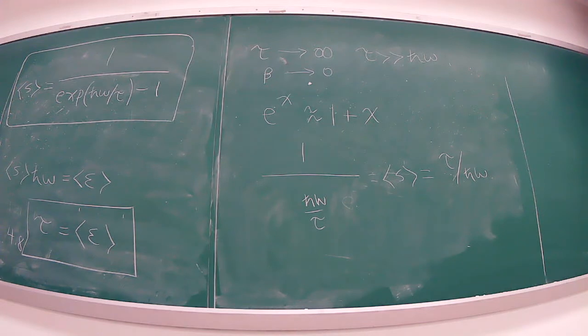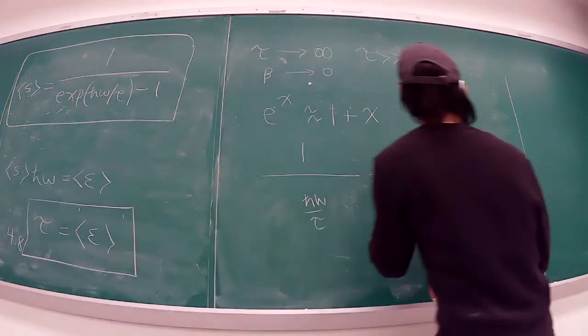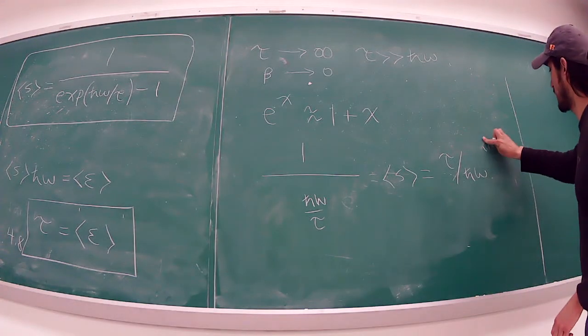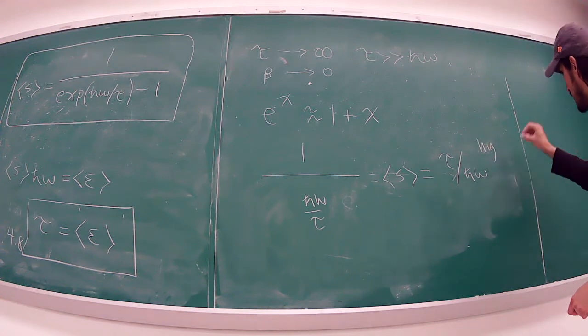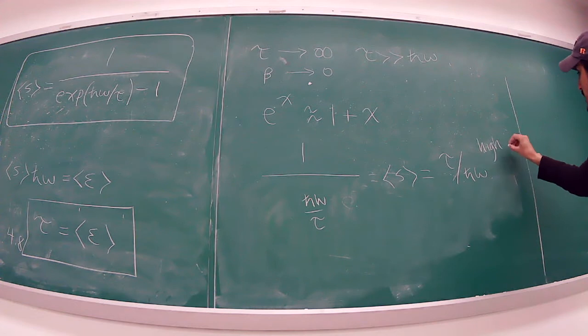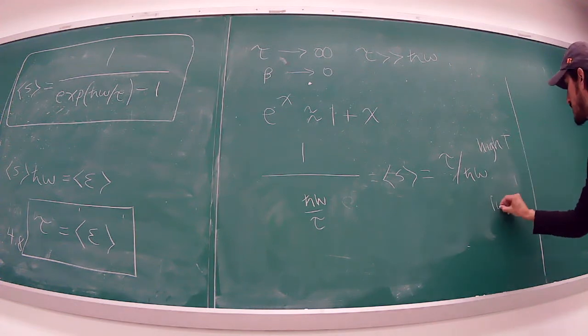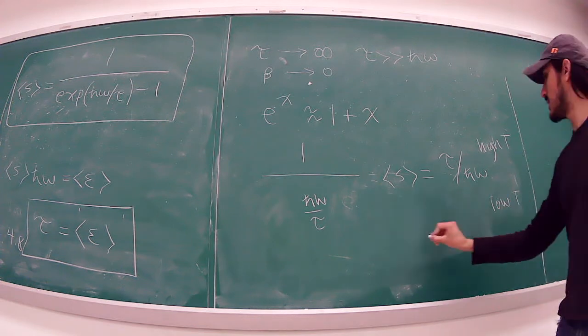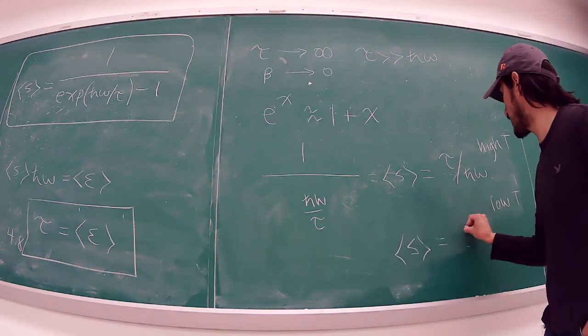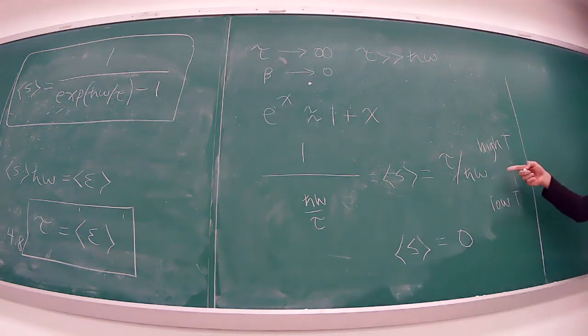Okay, the other thing that is important to notice about this is that I put bars above my h now, it's a high temperature. In the low temperature, the expectation value of s was 0. The expectation value is different. This is fine because the number of photons is not conserved. It is not like energy.